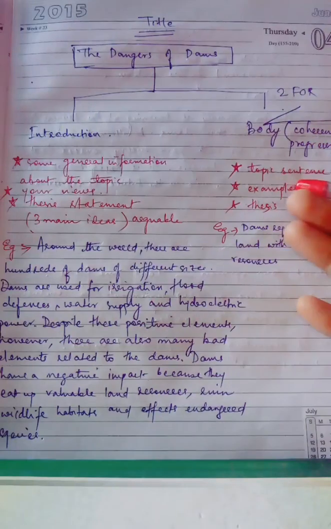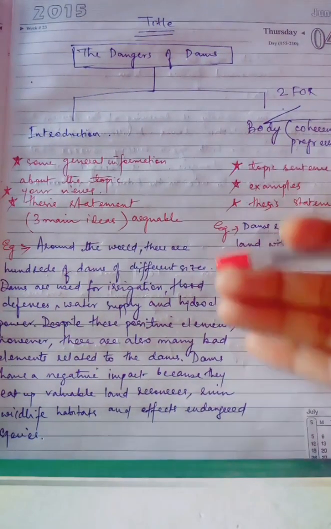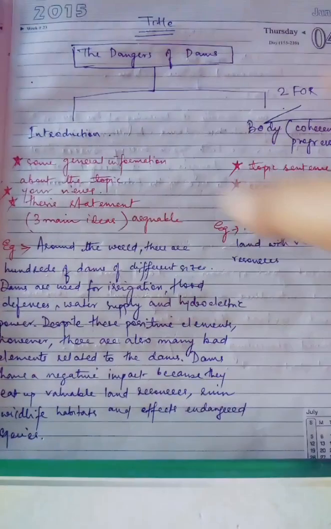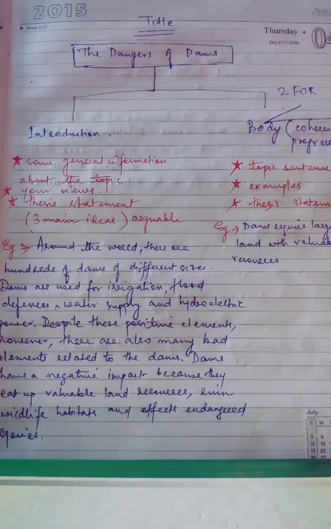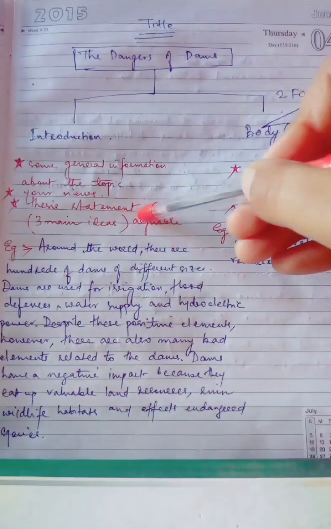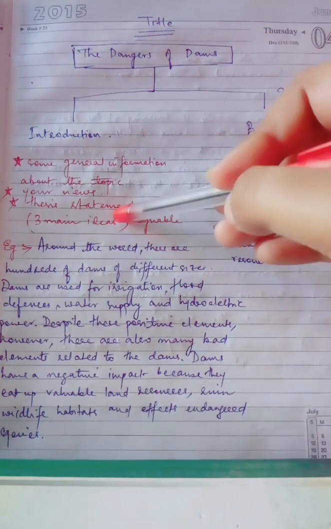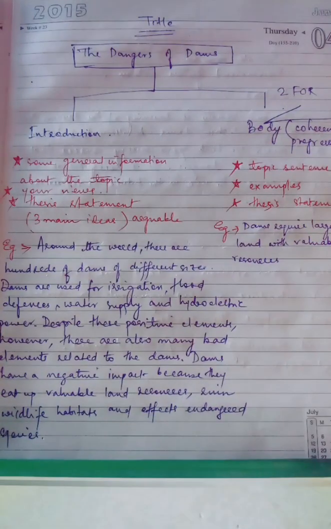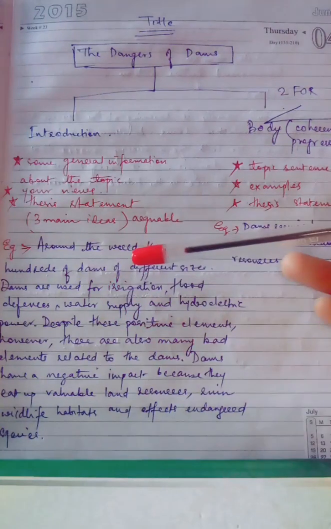So here, the thesis statement is basically the conclusion of the introduction, right? The last part of the introduction. In this thesis statement, you will add three main ideas which will help you to build up the argument in the body paragraph, right? You will understand this when I tell you the example.